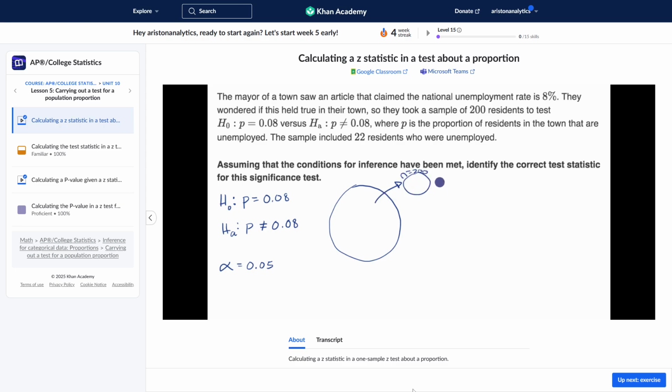And we calculate a sample statistic here. And it would be, since we care about the true population proportion, the sample statistic we would care about is the sample proportion. And we figure out that it is 22 out of the 200 people in the sample are unemployed. So this is 0.11.